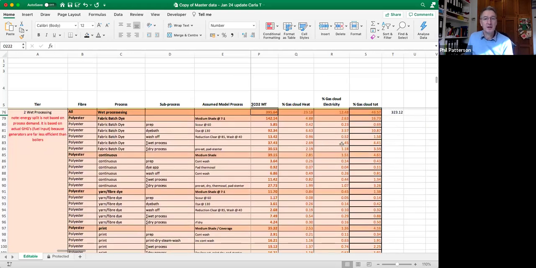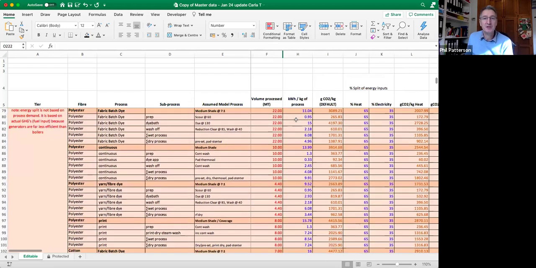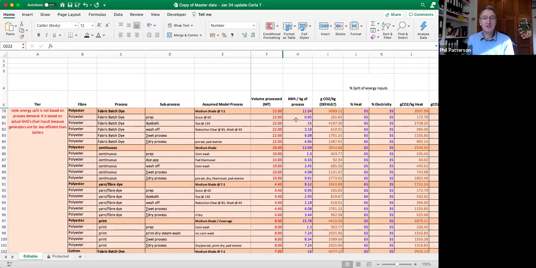We have got information on the kilowatt hours per kg, the energy use in the process, and this is from actual factory data, also from some software modeling, and from taking advice from experts in various parts of the textile supply chain. So we get a figure of kilowatt hours per kg.